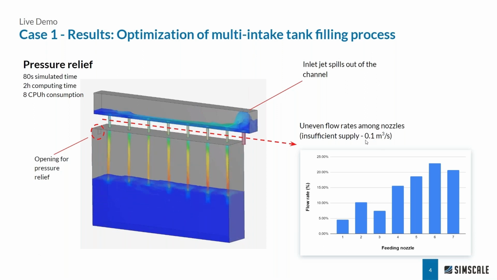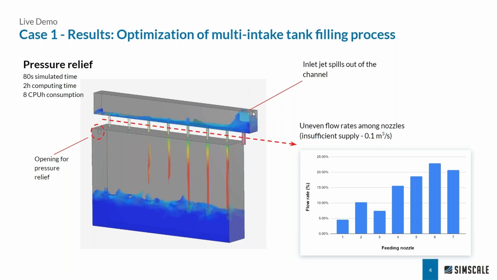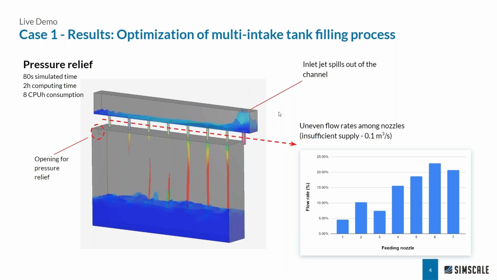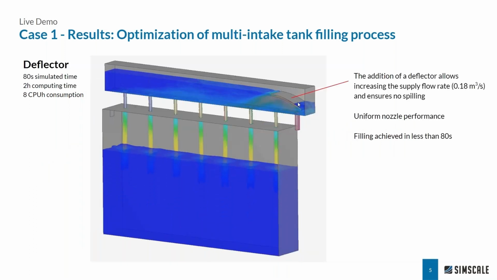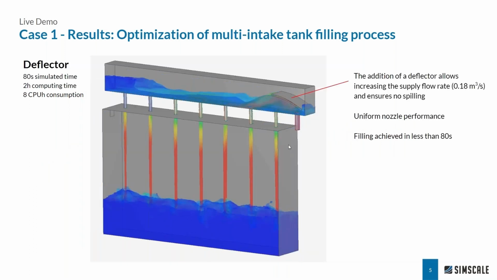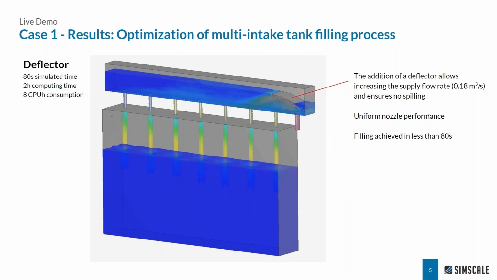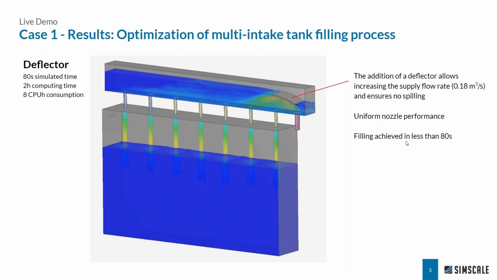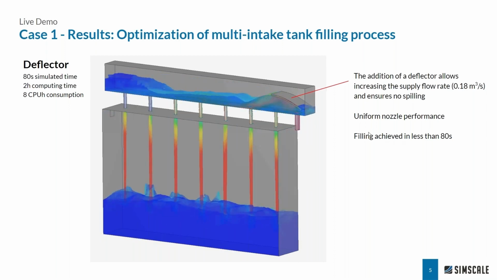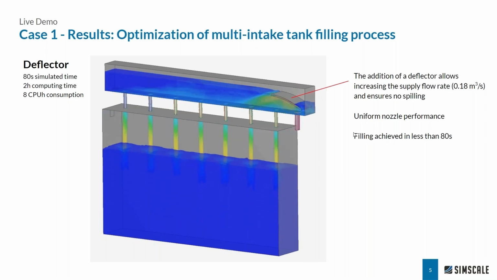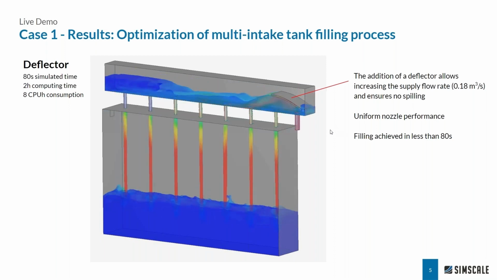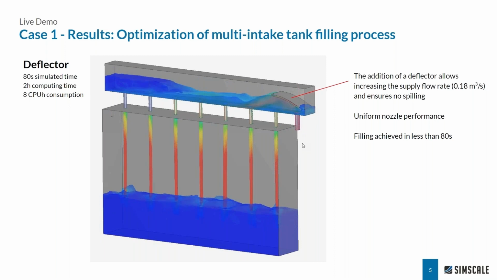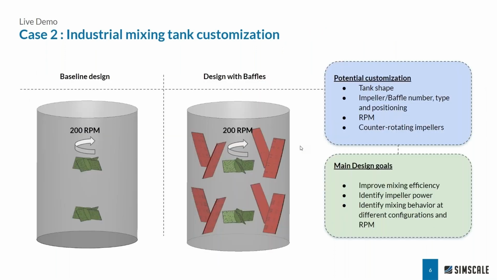Probably I have to increase the flow rate, but if I increase the flow rate, then I'll end up having all my water spilled out of the domain. So what I have to do is add a deflector and increase the flow rate by 80% and achieve a uniform filling process within less than 80 seconds. So really cool, right? So within few hours, I was able to optimize this design. Now let's go and look at a slightly more complicated case.